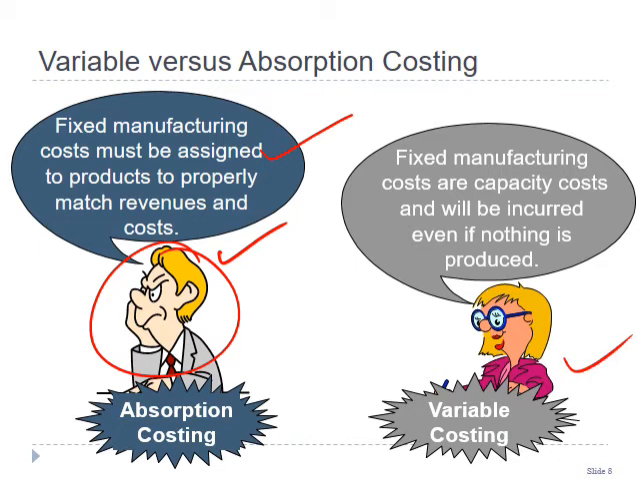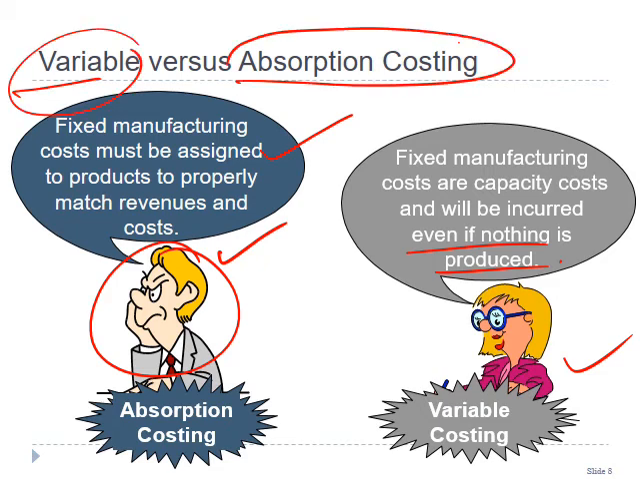But the variable costing people argue that fixed costs are capacity costs and will be incurred even if nothing is produced, right? So that is basically the variable versus absorption costing assumption. Why is absorption costing still prevalent? One idea is that whatever the cost is, these costs are a part of production, while the other view is that even if we do not produce, we still have to pay. So that is fixed in nature.